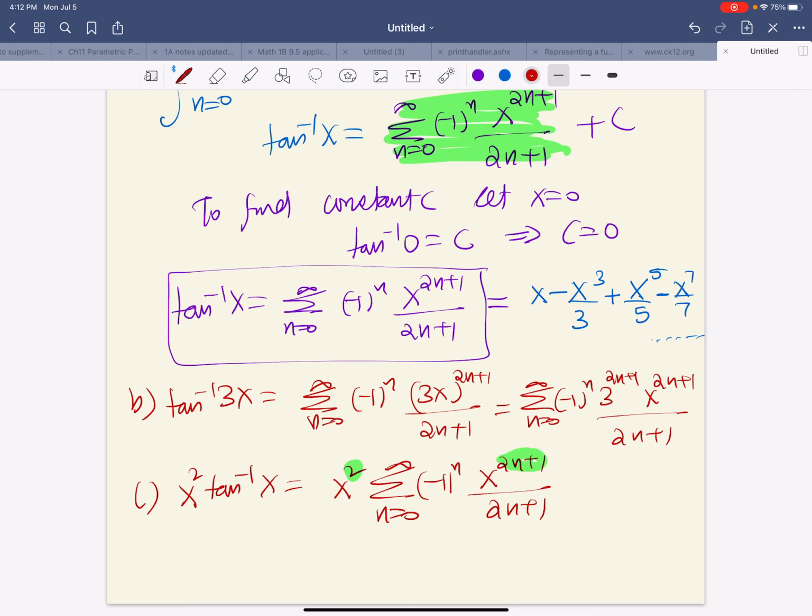When I add these powers, I will be left with the summation n equals 0 to infinity, negative 1 to the power n, x to the power 2n plus 1 plus 2, which will be 2n plus 3, over 2n plus 1. So we found the power series for other functions, which is replacing the argument in the tangent inverse or multiplying tangent inverse x with some powers of x.